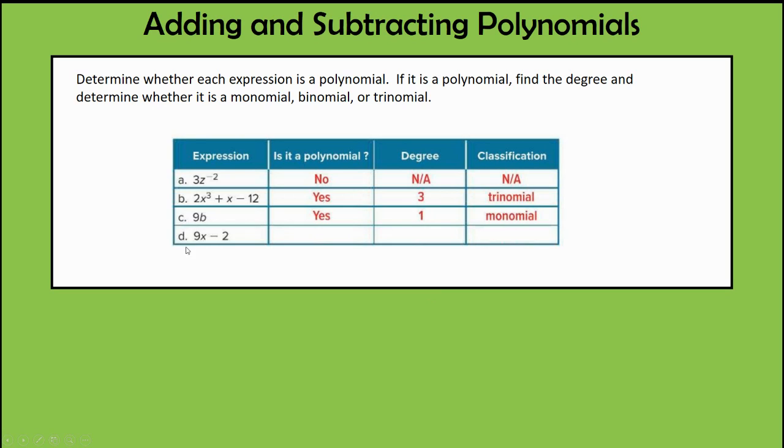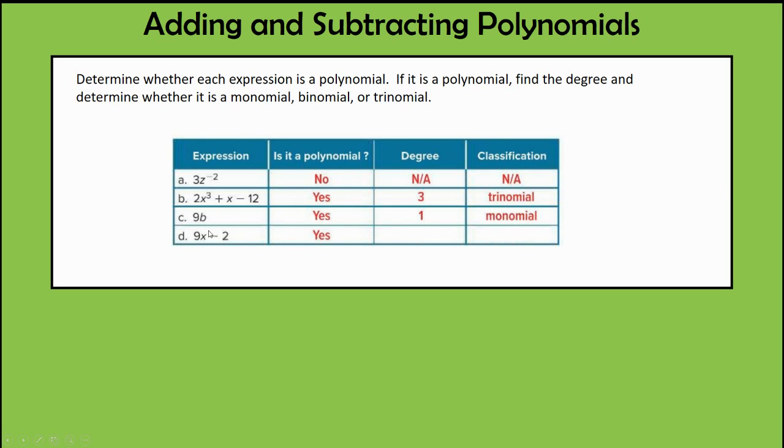Okay, D. Okay, it's 9x minus 2. So 9x is the first term. Remember that addition and subtraction signs separate our terms. So 9x is a term, the 2 is a term. Okay, so I got 2 terms. Look at the exponents. This is to the first power. This has no exponent, so to us it's a 0 power. So number 1, is it a polynomial? Well, the exponents are positive. Everything looks good, so yes.